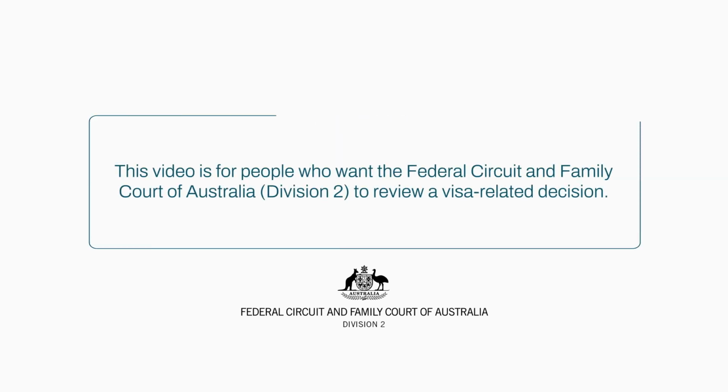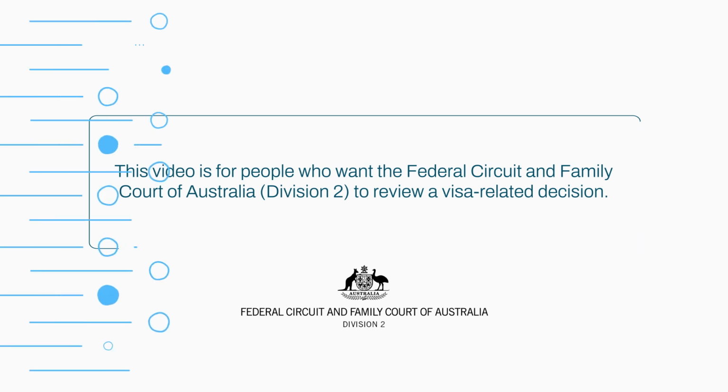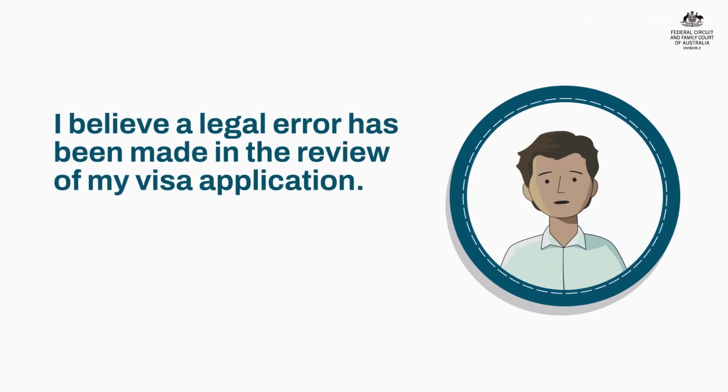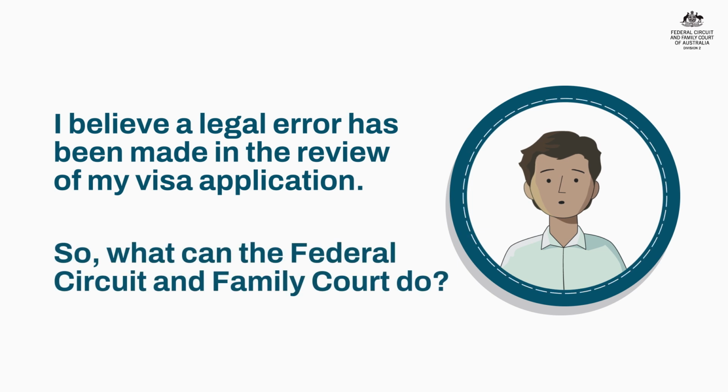This video is for people who want the Federal Circuit and Family Court of Australia, Division 2, to review a visa-related decision. I believe a legal error has been made in the review of my visa application. So, what can the Federal Circuit and Family Court do?